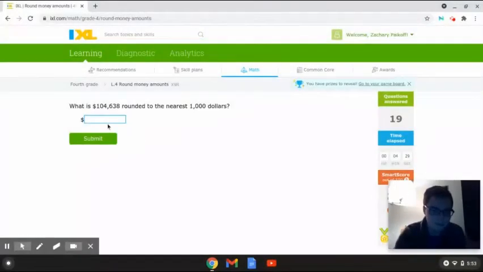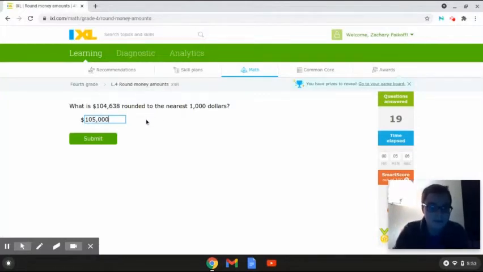All right, so this first problem reads, what is $104,638 rounded to the nearest $1,000? Okay, so in this problem we are given $104,638, and the number 4 is the key digit that we're going to be looking at. So that's the number that we're going to be rounding to. And if we look to the right of the number 4, we have the number 6. And the number 6 is bigger than 5, so that tells me that this number is going to round up, and it will become 105,000.